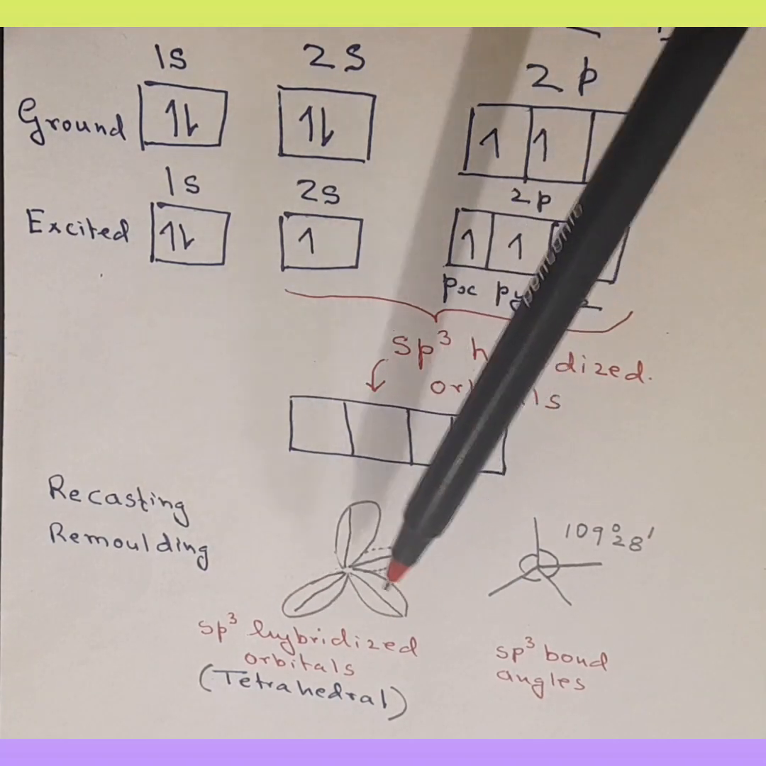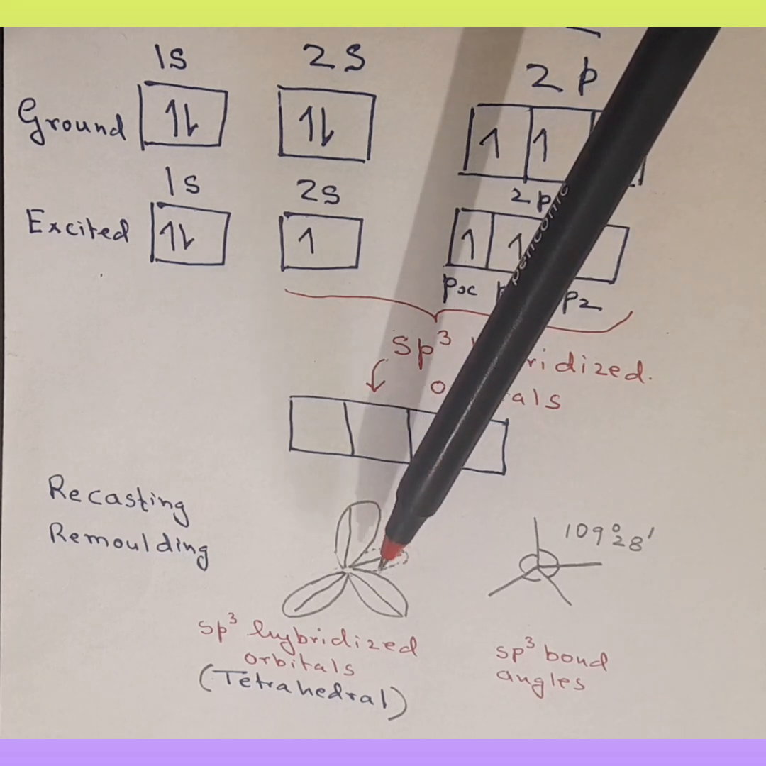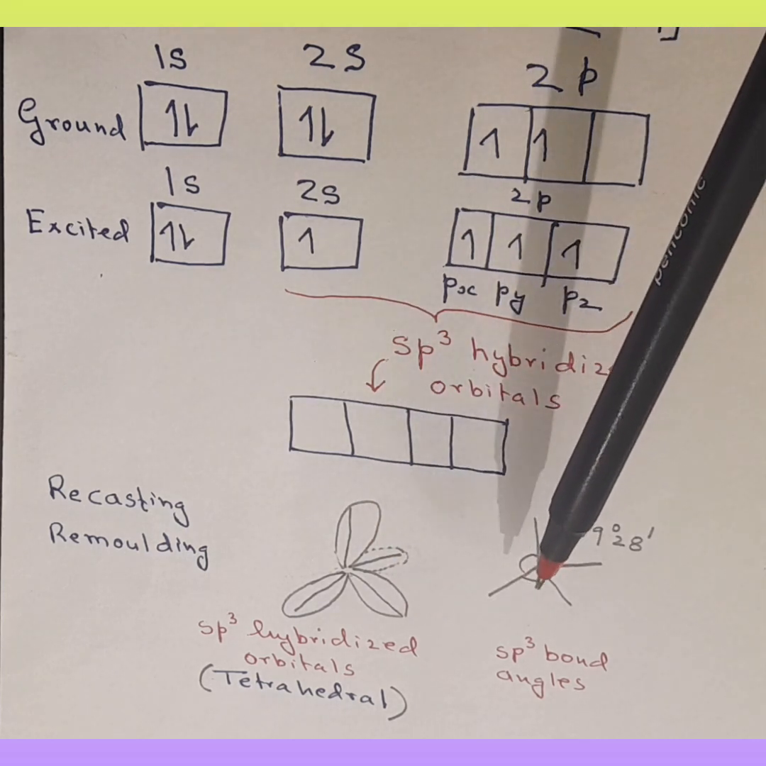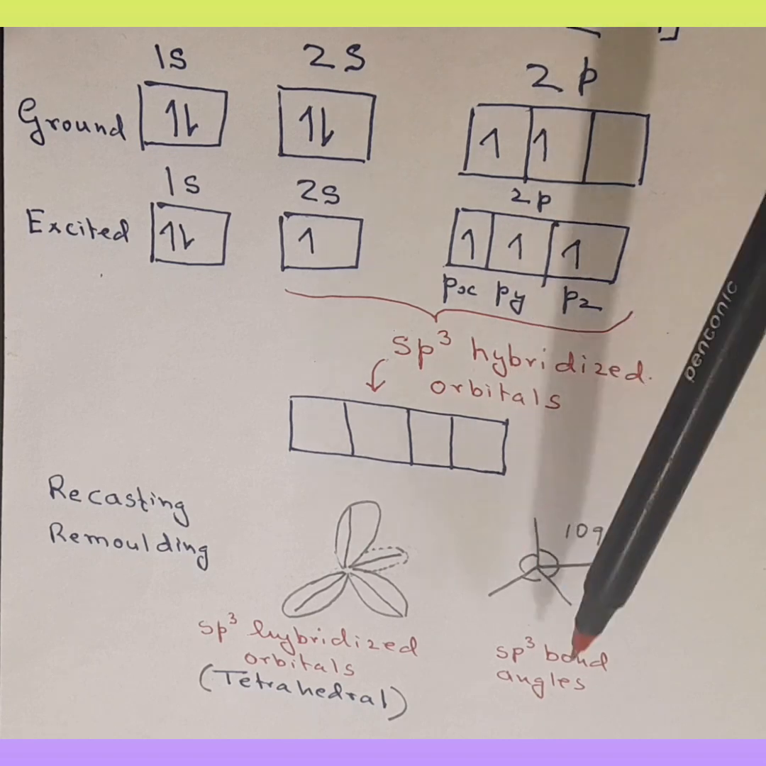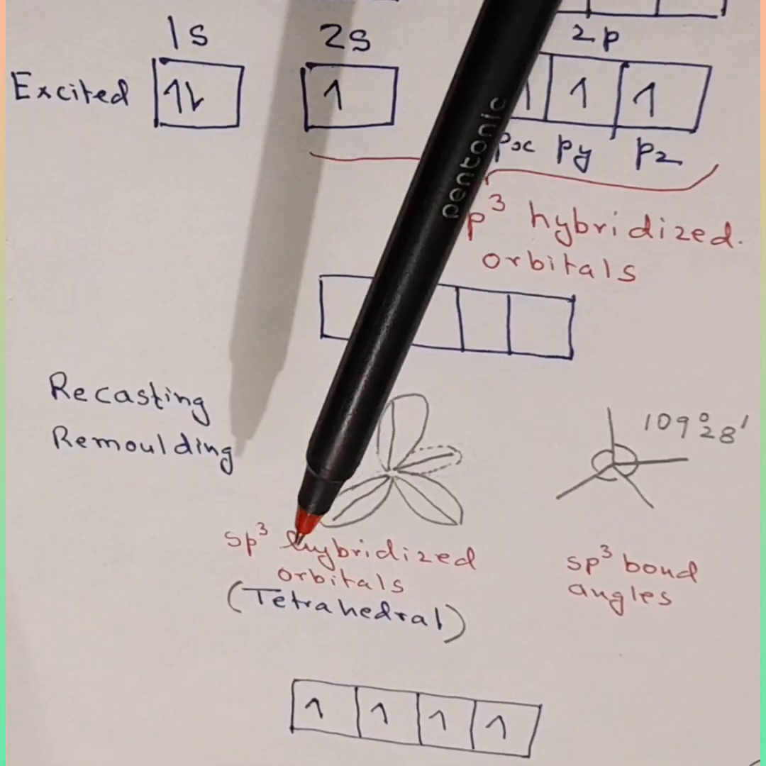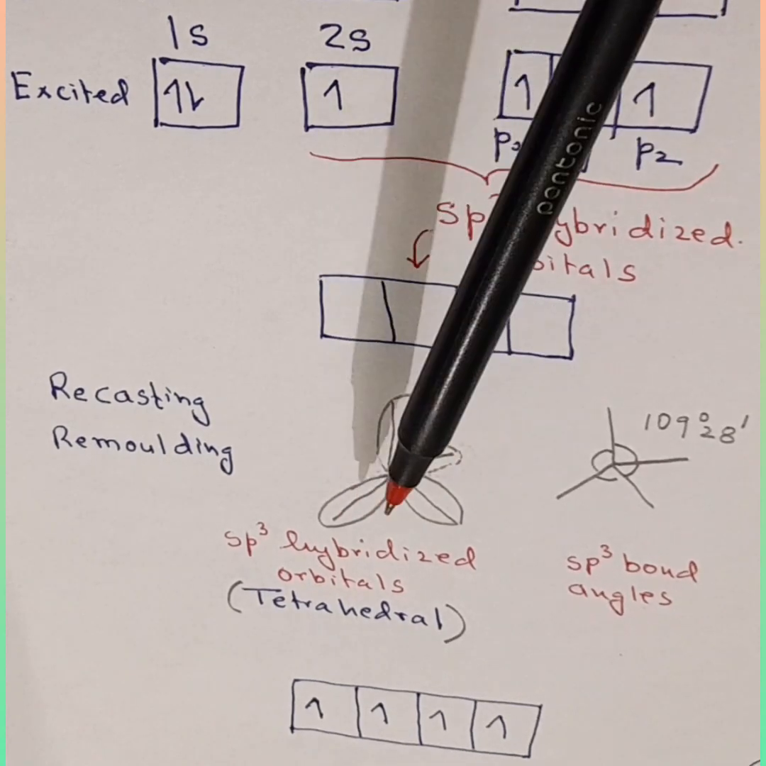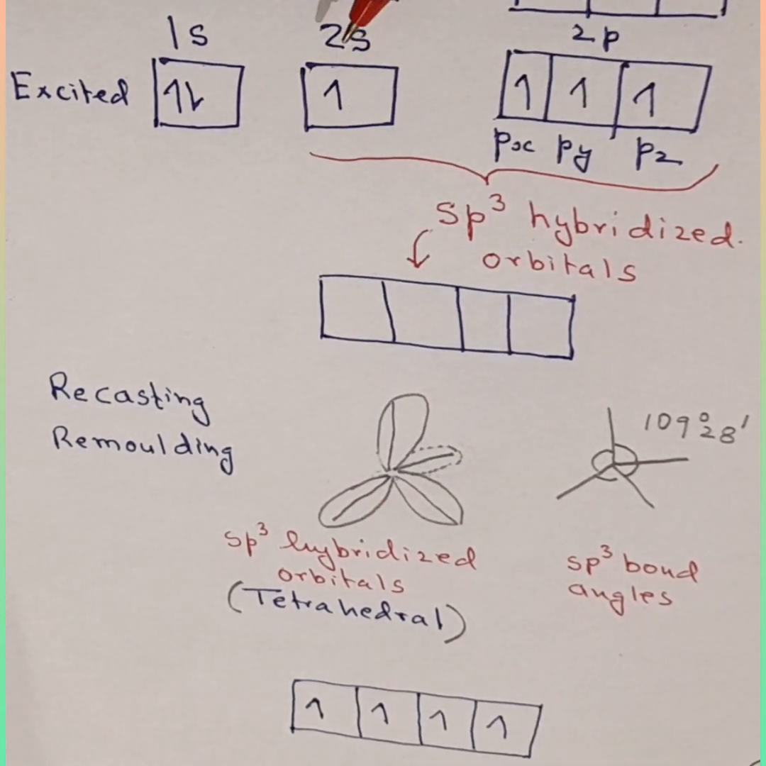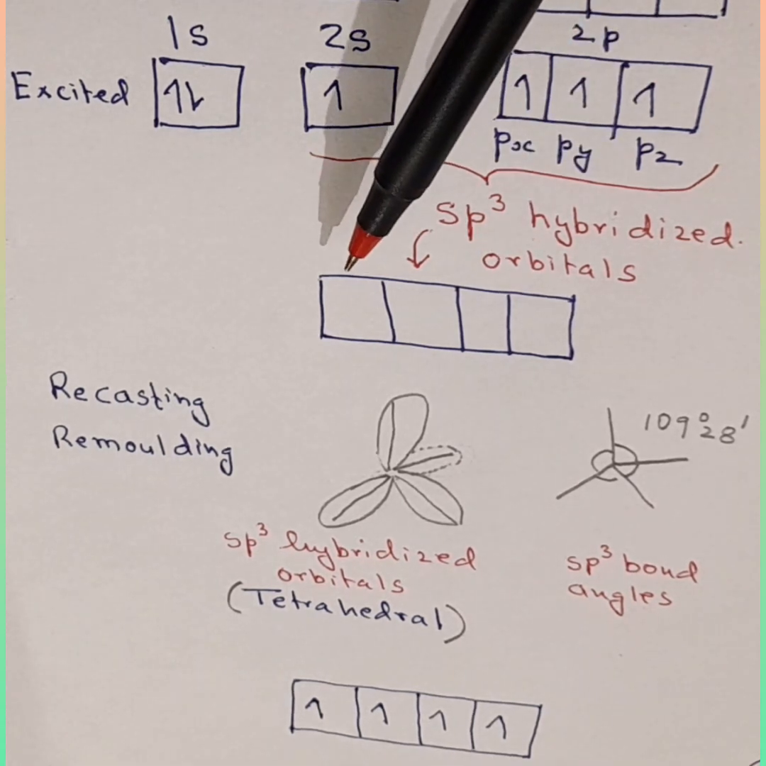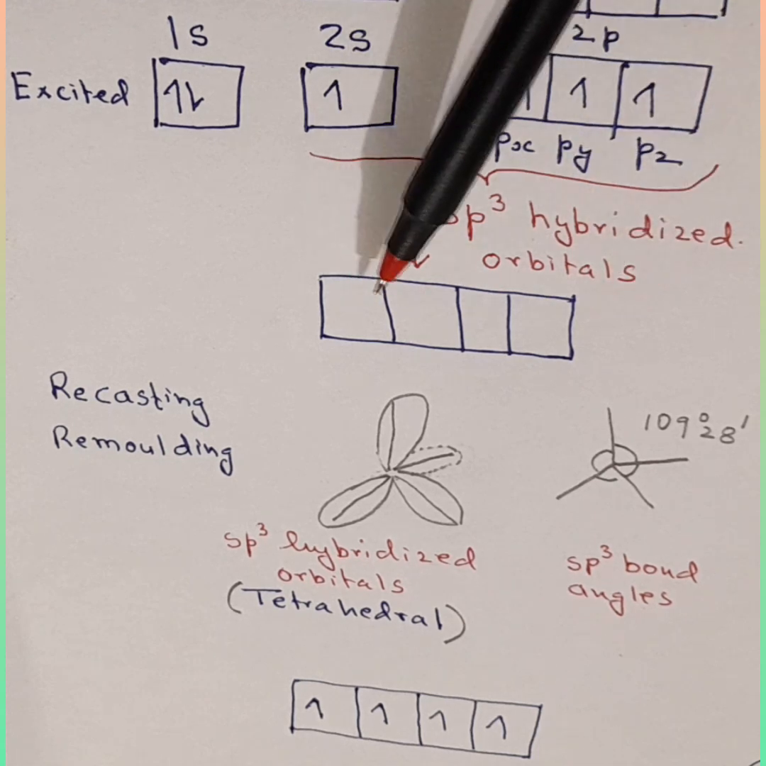All the four orbitals are identical and they also have identical bond angles. So that's what I've mentioned over here. We call this an sp3 hybridized orbital because one s and three p orbitals are involved in this hybridization. Apart from that, initially there's an energy gap between the 2s and 2p orbitals, whereas in the case of sp3 hybridized orbitals, there's no energy gap.